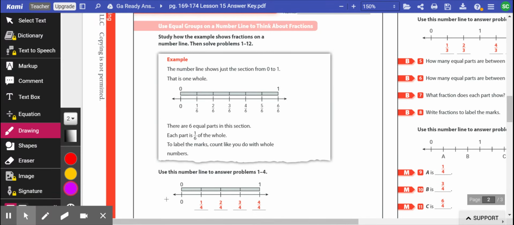So on the first question, you have a number line. If I count my sections, I can see that we have 1, 2, 3, 4 sections. So I label those with 1/4, 2/4, 3/4, and 4/4.